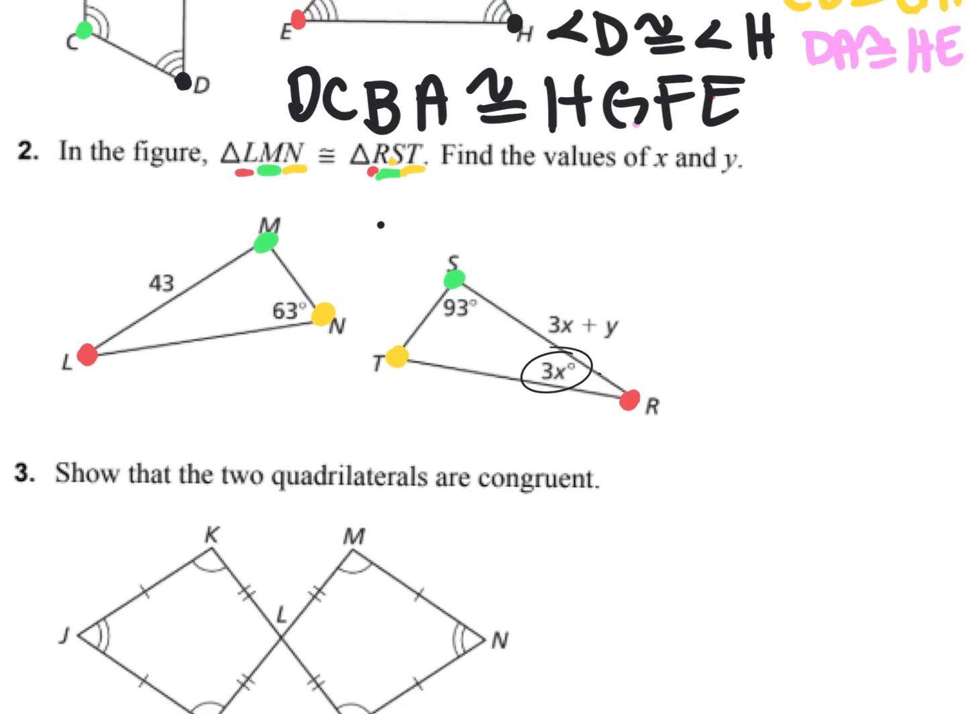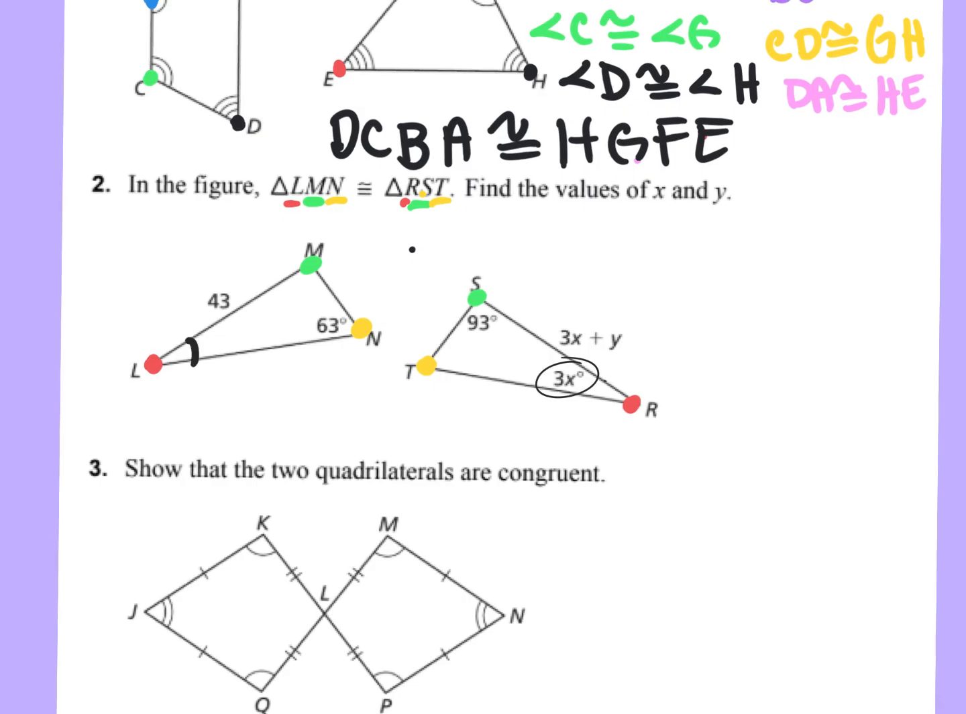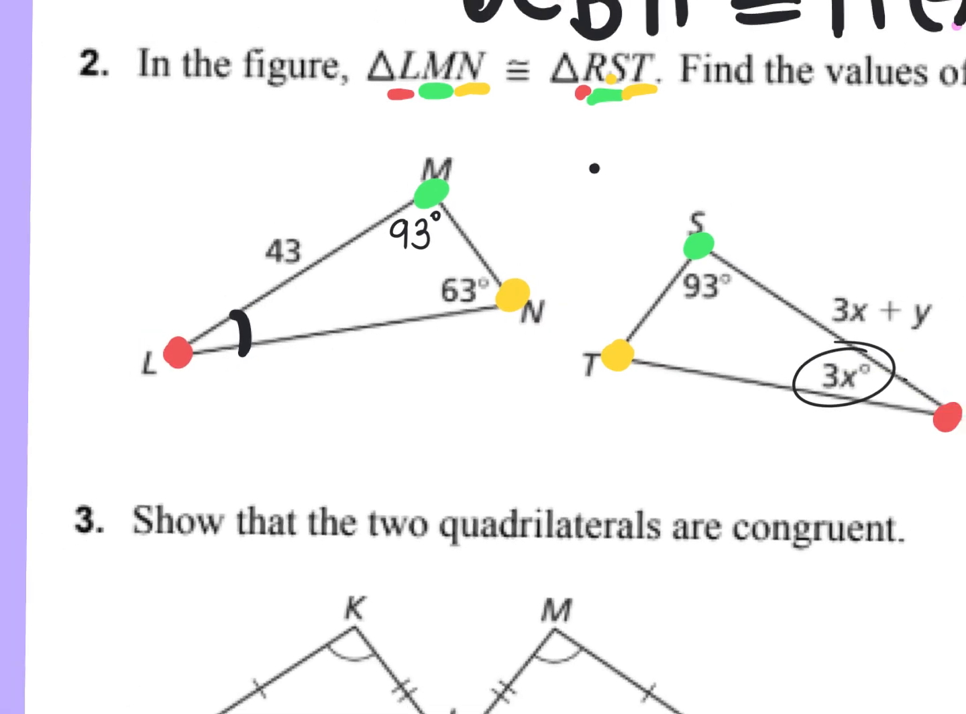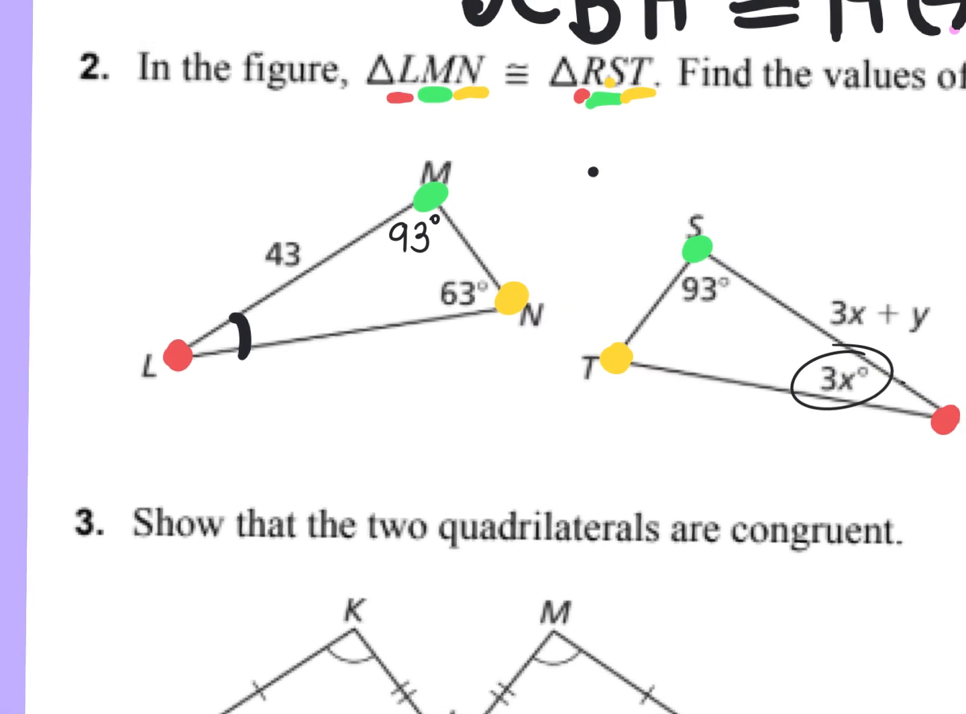Isn't that going to be congruent to angle L because they're both with the red dot, right? Now, if you look at M and S, they're congruent, right? So if S is 93 degrees, what is M? Now, if I know that two of the angles in this triangle right here, one is 93, one is 63, do you have enough information to figure out angle L? Yes, let's do 93 plus 63 plus that missing angle measurement, I'll call it L for now, is equal to 180.